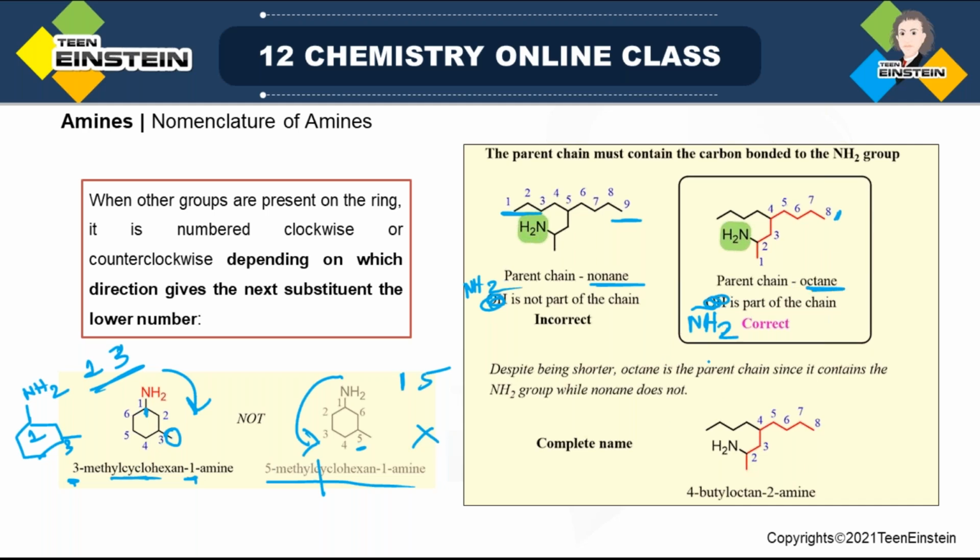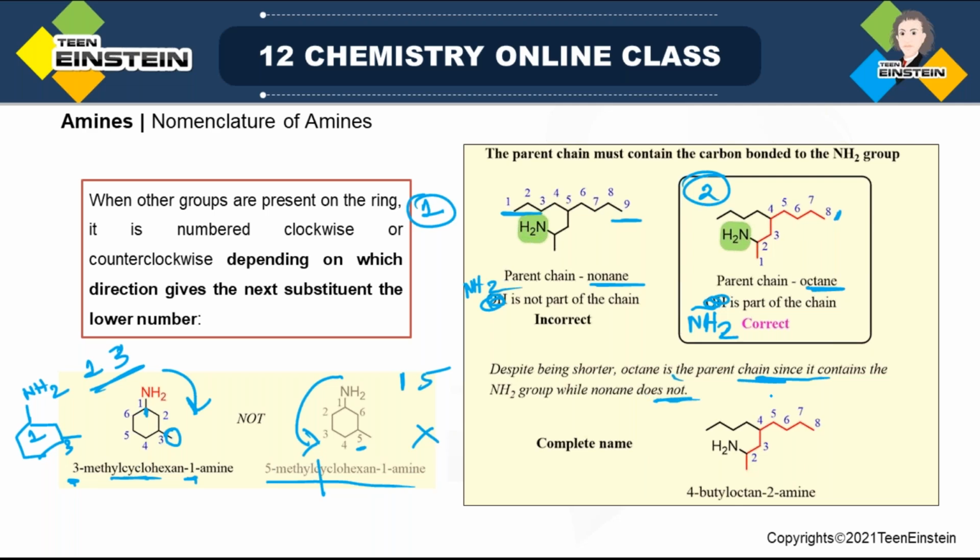But the second method is correct because though it is 1 carbon less, you have to remember that NH2 must be part of the chain. Otherwise, it is completely wrong. So suppose this is the first method, this is the second method. In the second method, you are getting an octane chain, it is correct, and NH2 is part of the chain. So that is why this method is correct. Fine. So despite being shorter, octane is the parent chain since it contains the NH2 group, but nonane is not containing the NH2 group.